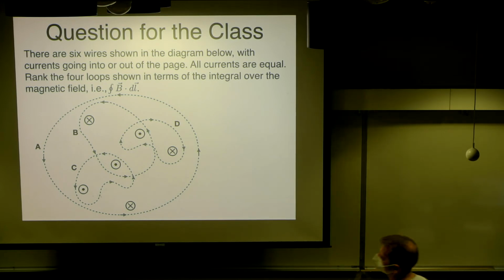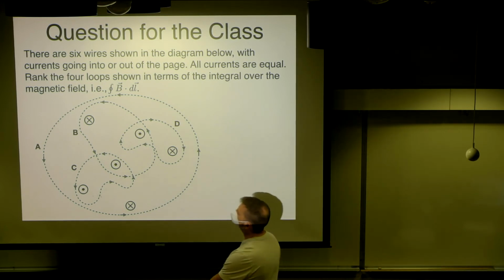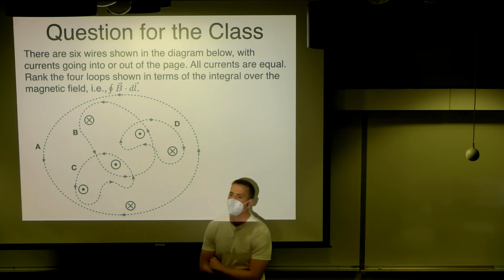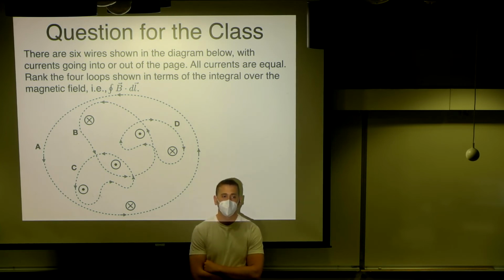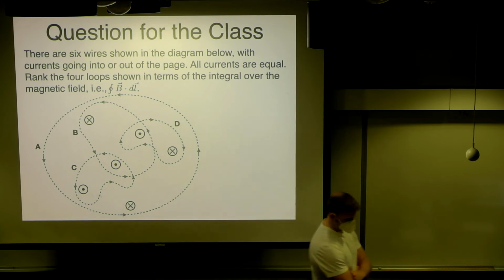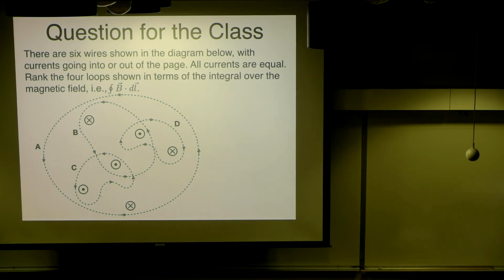Let's do the ranking. So which one of these, A, B, and C, has the largest value? C. Okay, and then what's next? Okay, and then? Yeah, yes, you got it. So here, find the current enclosed by each path. That's what we'll start with.